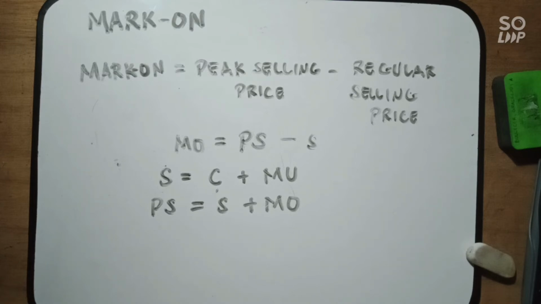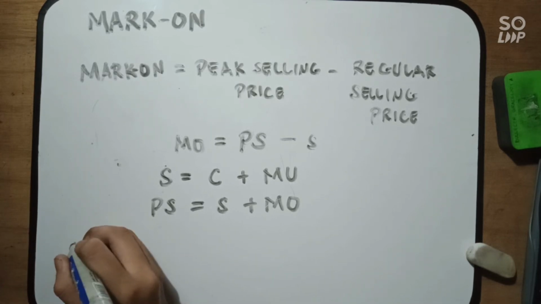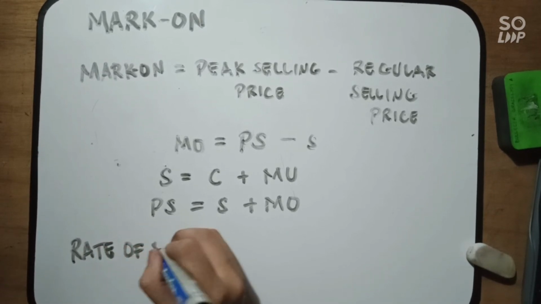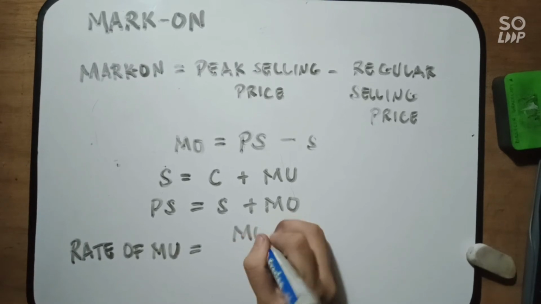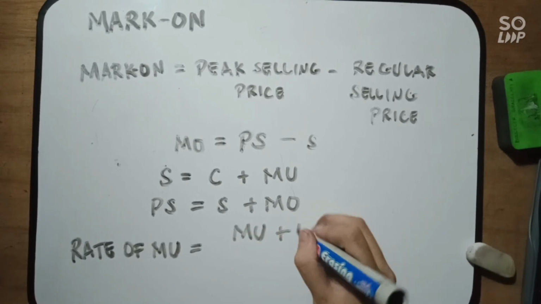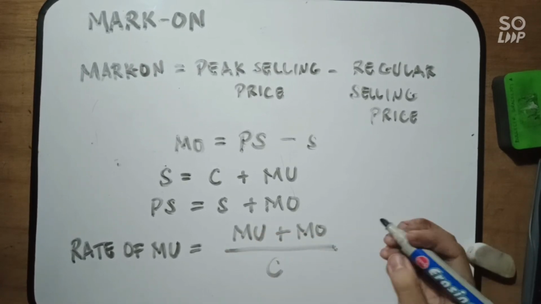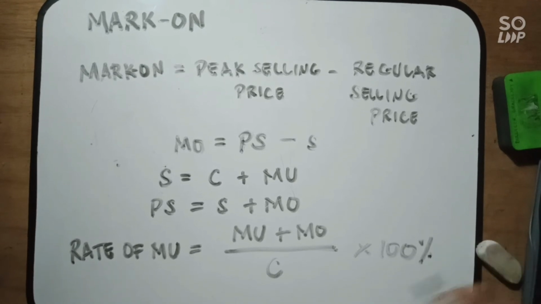So for the rate of markup and mark-on, in computing the rate for markup and mark-on, the rate of markup is equal to markup plus mark-on over the cost times 100%.